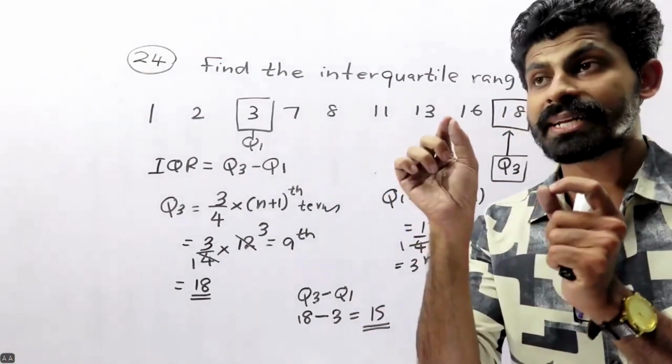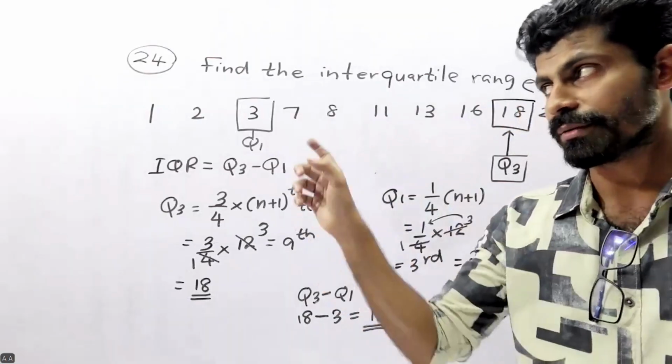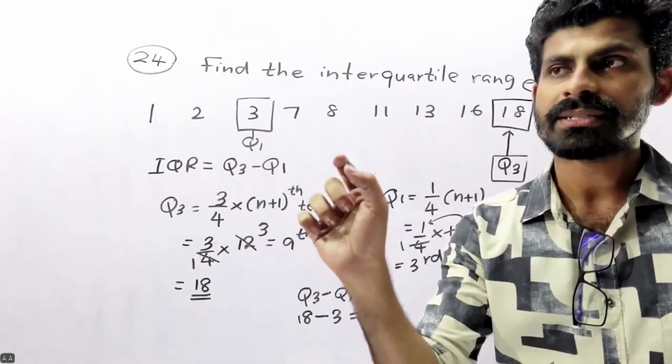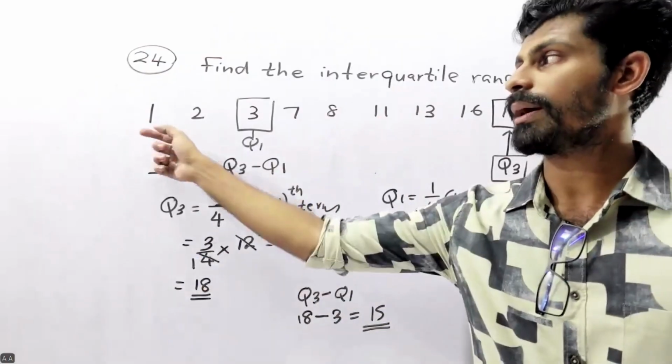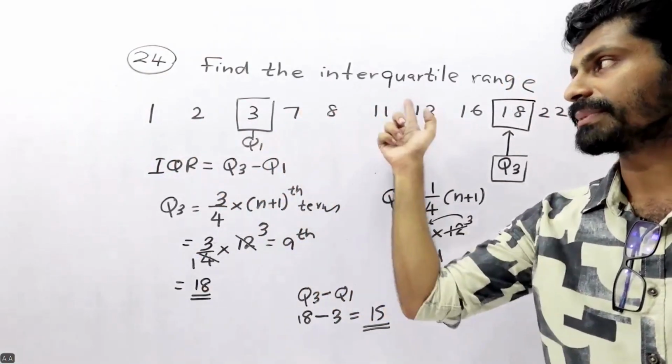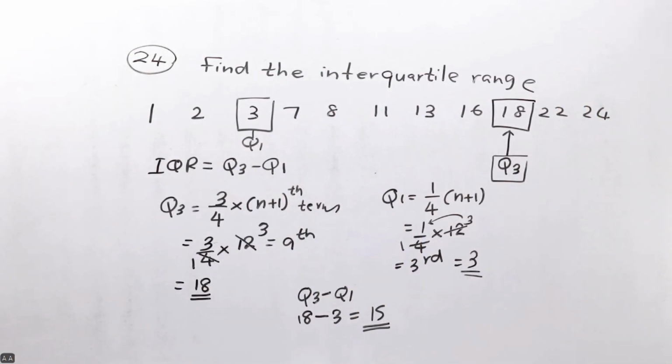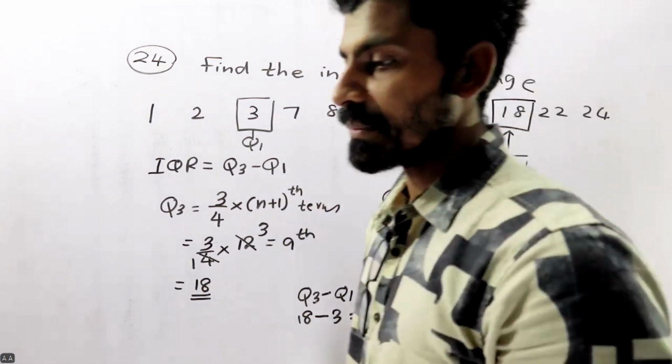You remember the median. Median means 1 over 2 times n plus 1. That means 1 over 2 multiplied by 12, so the sixth number. 1, 2, 3, 4, 5, 6. This is the median. So that is question number 24.